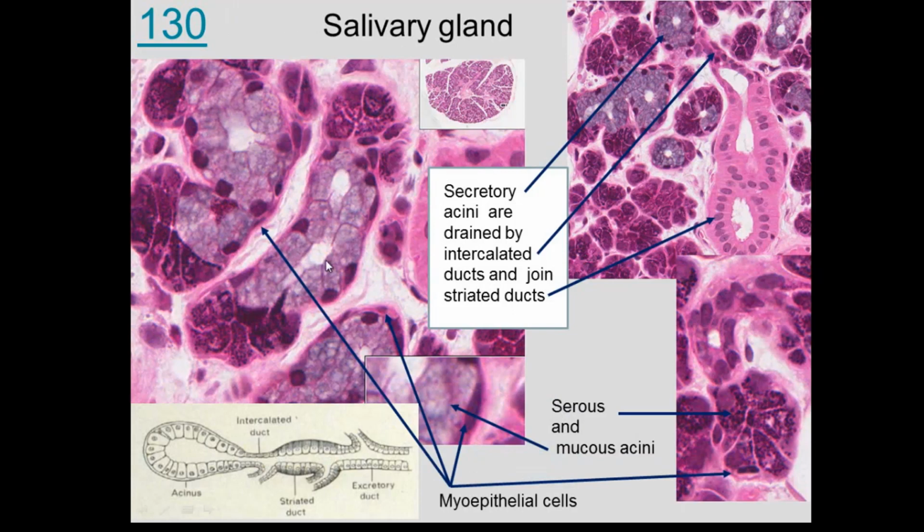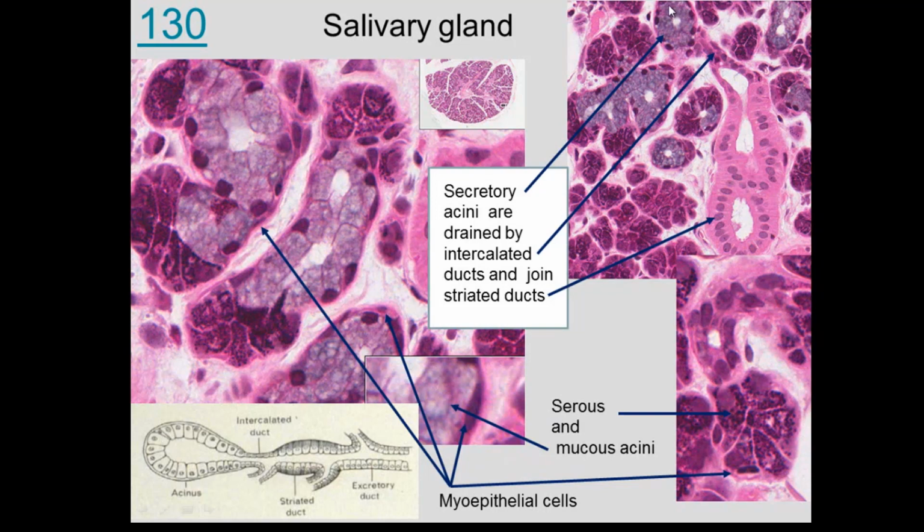You can see a tubular component right there. There's the mucus and the serous, and this would be a serous demilune in the case of here. So you have a secretory portion of the acinus, then you have the intercalated duct, striated duct, and then some kind of excretory duct. Serous, mucus, and the myoepithelial cells. You can see the myoepithelial cells that contract to squeeze it out.